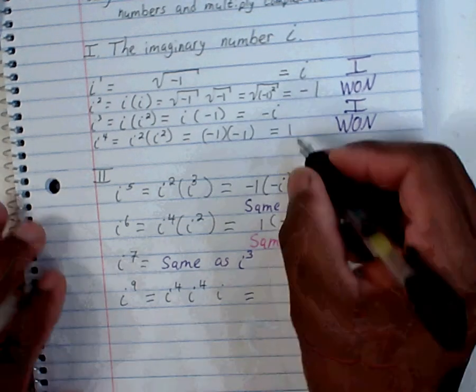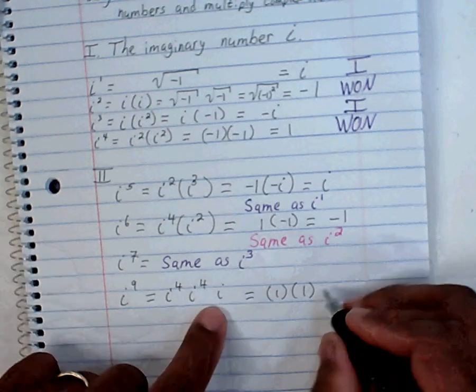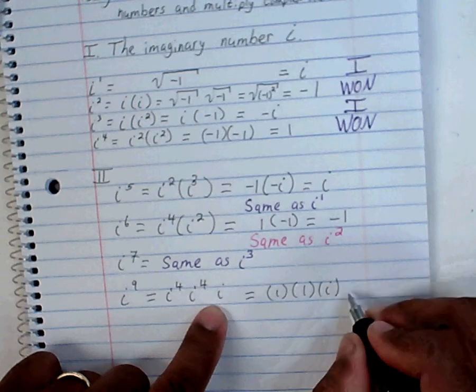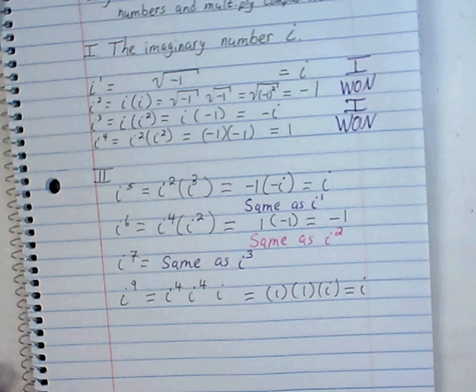And go back to saying, okay, i to the fourth is 1, i to the fourth is 1, and i to the first is i, and so we multiply that together, and we will get i, right?